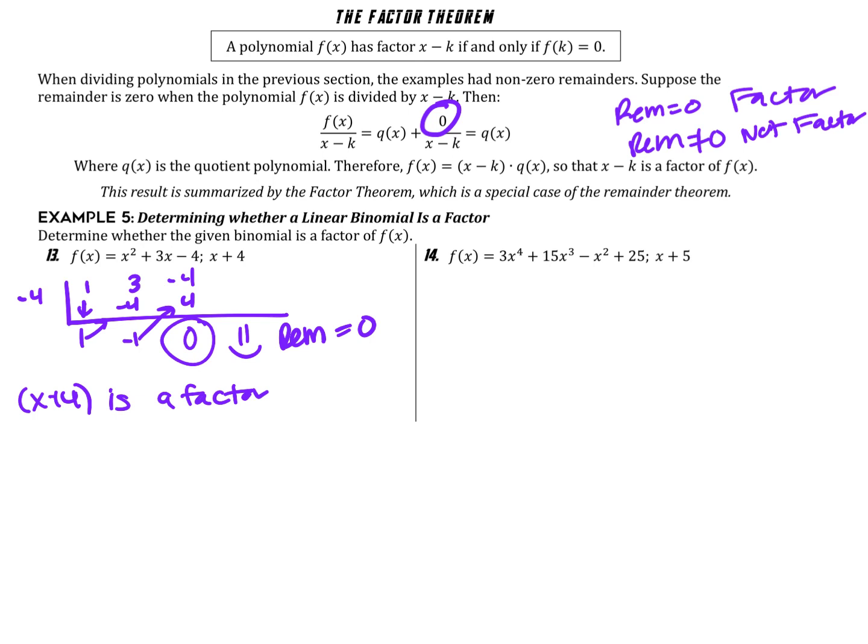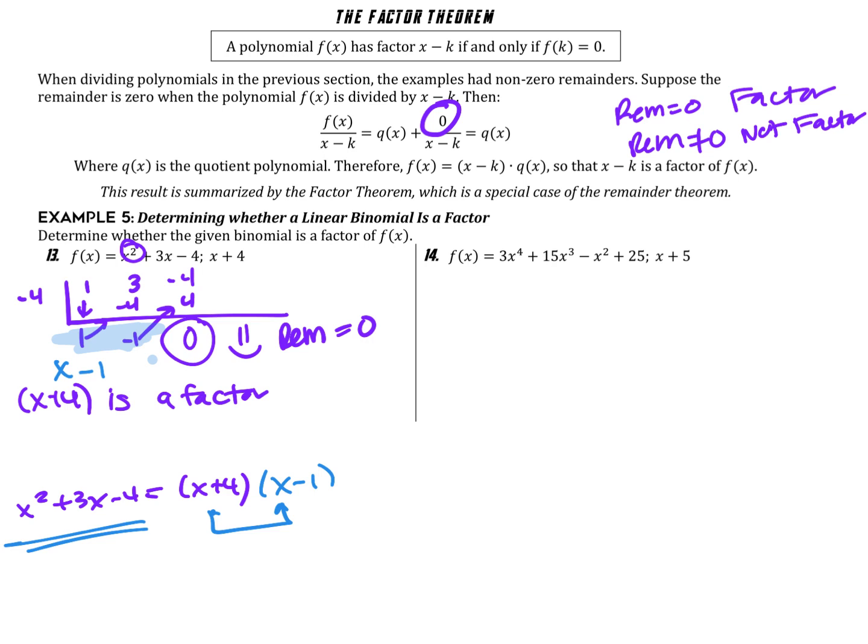And I just want to take this one step further. What we're saying is x squared plus 3x minus 4 is equal to x plus 4 times whatever's left here. And how do we write this as a factor? Well, we decrease the exponent by 1, so that's just x minus 1. And we could multiply this out to prove that these two things are equal.